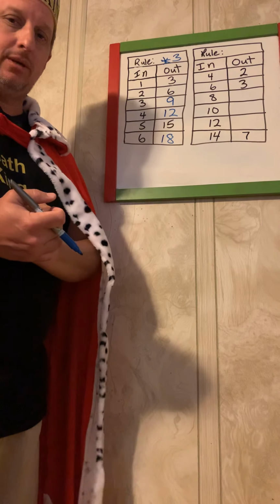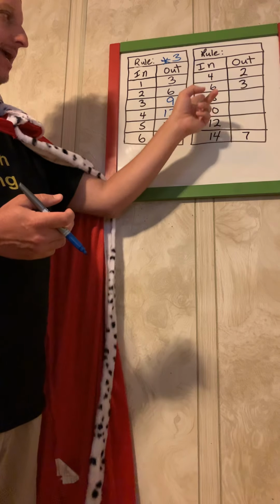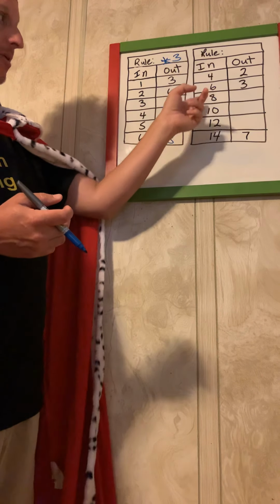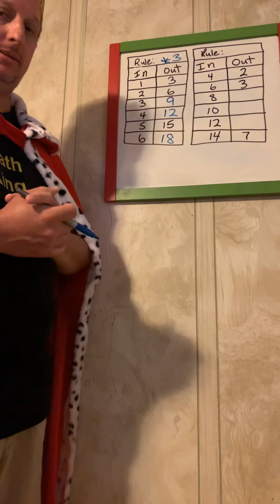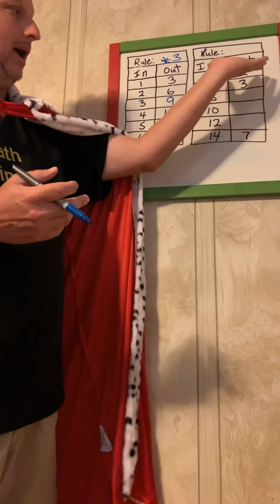Now let's try this in and out table. This one has 4, 6, 8, 10, 12, and 14. So this time, if we look, I have a pattern here. I'm counting up by 2 each time. I'm adding 2 each time to this side. Okay? Now, I look at the outside.